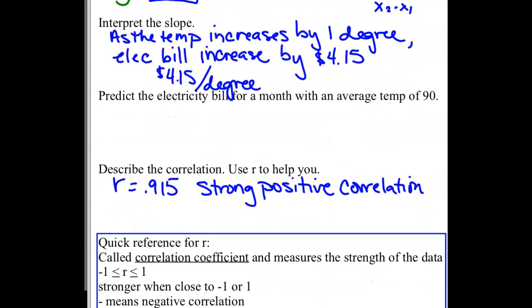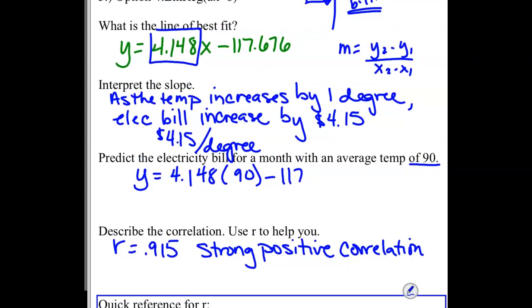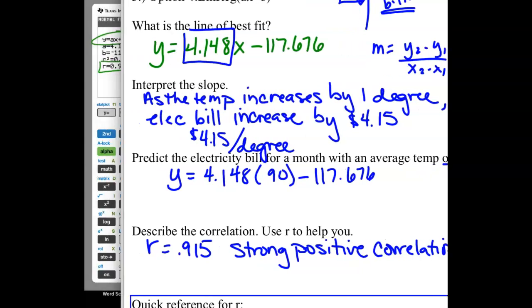Then it says predict the electricity bill for a month that has an average temp of 90 degrees. So go back to our equation. We said y equals 4.148. We know our x value. They want our temperature to be 90. I'm going to have to scroll back up here. Negative 117.676. All right, let's grab our calculator and figure out what that is.